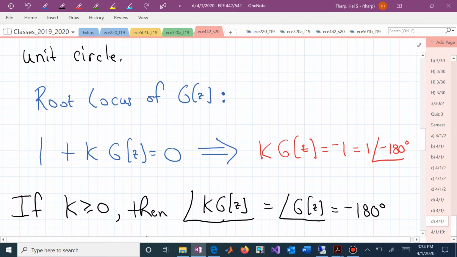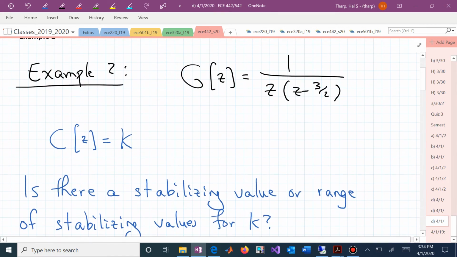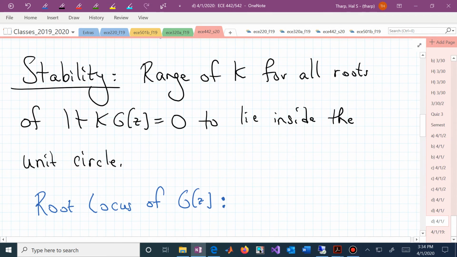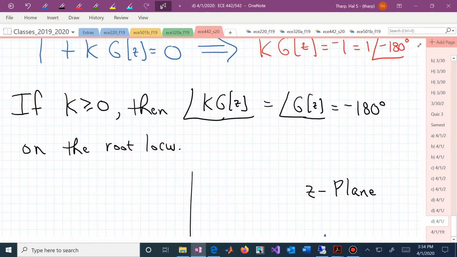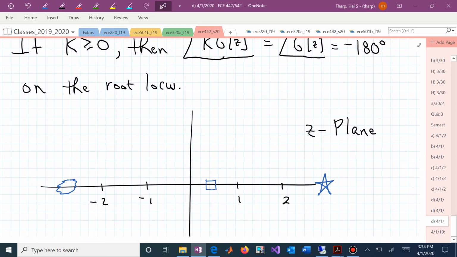So let's now see if we can sketch the root locus for this plant, 1 over z times (z minus 3/2), and find, for different values of K from 0 up to infinity, what points in the z-plane belong on the root locus, or in fact are possible closed loop pole locations.